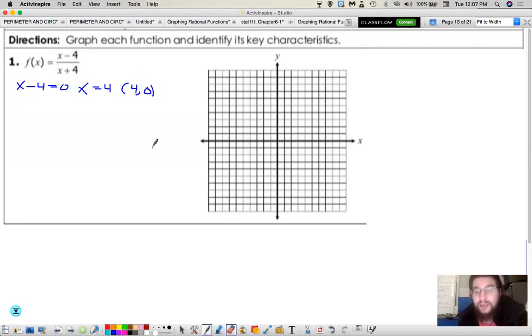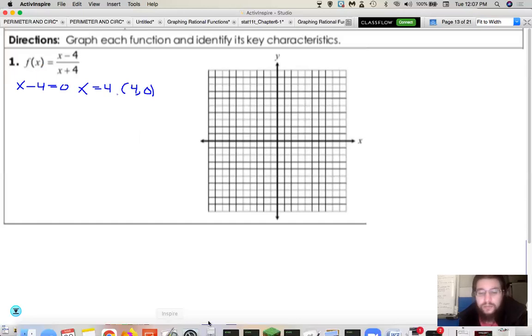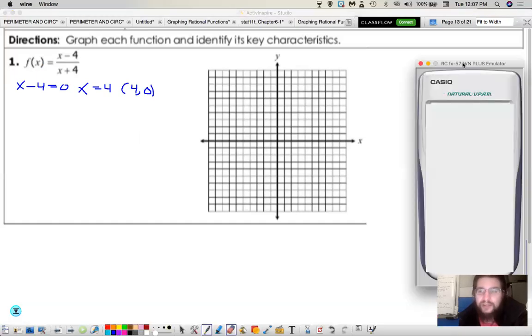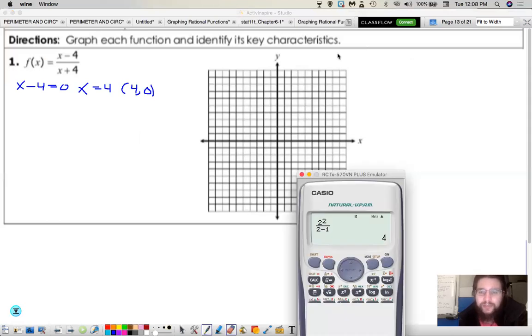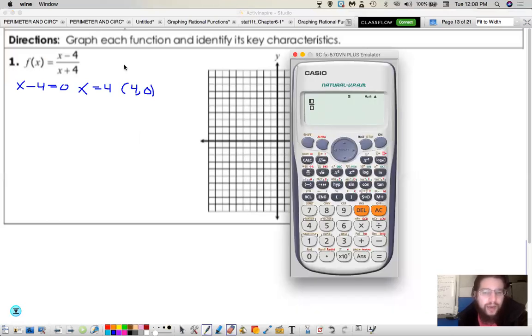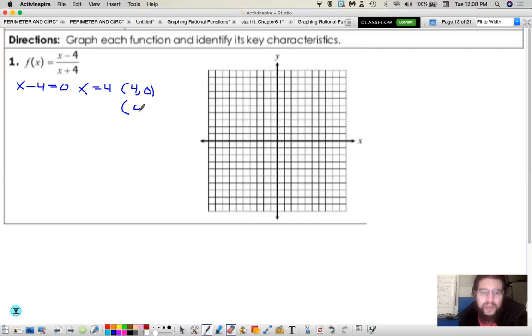Now with the y-intercepts, sometimes we'll use it, sometimes we won't. But it's real easy to calculate, right? You just have to ignore everything that has an x in it. I mean, if you plug in 0 for x, it's gone if it has an x in it. So negative 4 over positive 4 is negative 1. That's my y-intercept. So that's 0, negative 1.